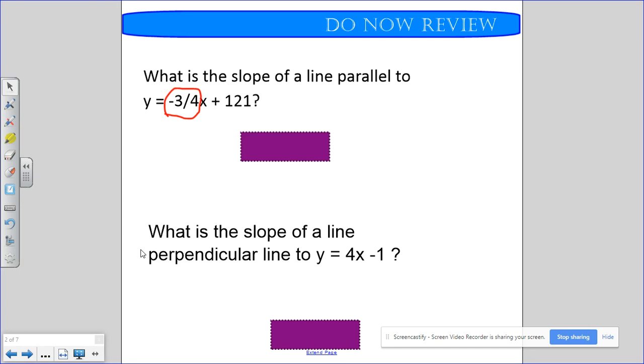Our parallel lines, their slope is the same. So the slope of a line parallel to this one will be the same, -3/4.